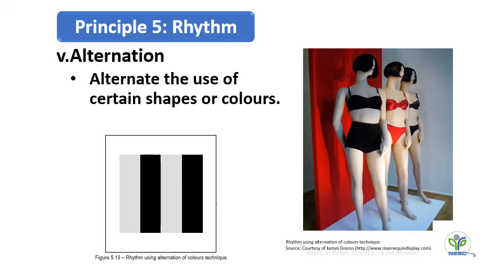When you alternate the use of certain shapes or colors, you can give a design rhythm. The alternate use of light against dark colors or warm with cool colors can give design rhythm.